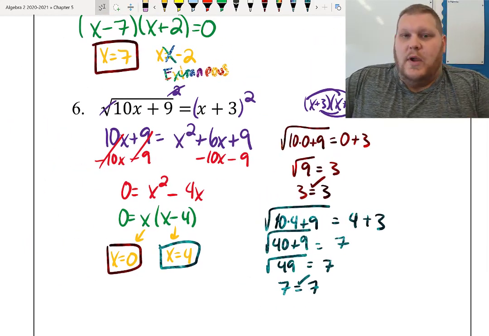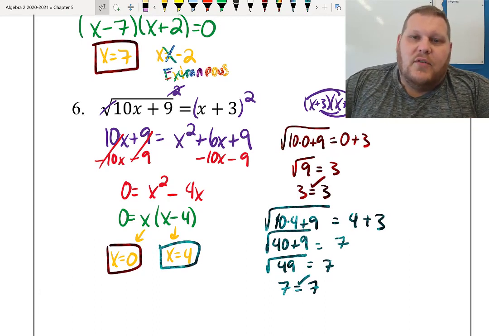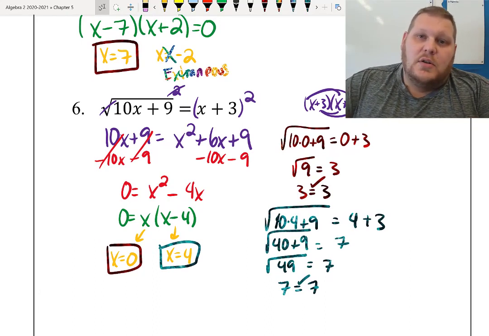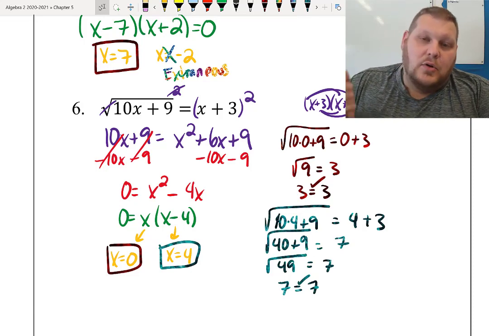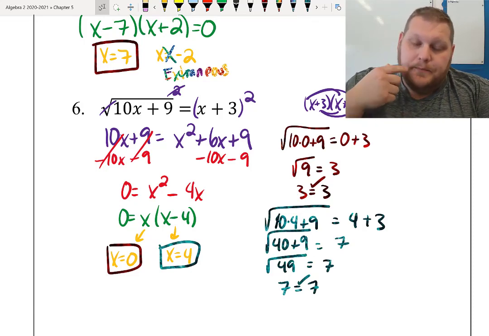But it's something to be aware of, something to be careful with, and then obviously if you do end up with an extraneous solution in one of your problems, you do have to make sure you either say it's extraneous or don't include it when you list out your answer.